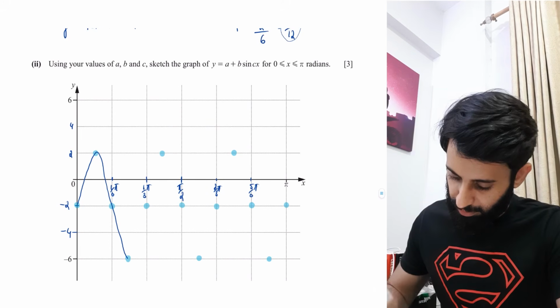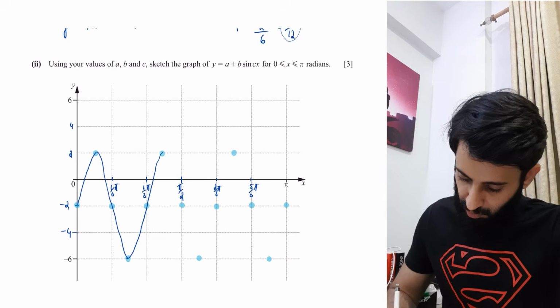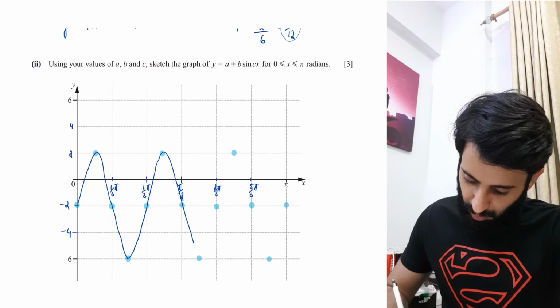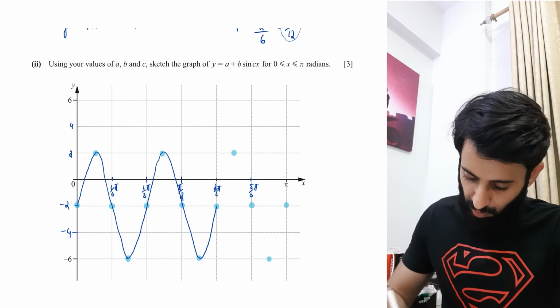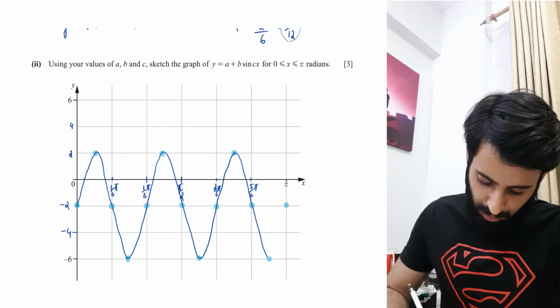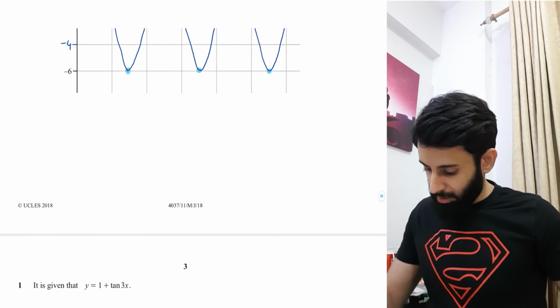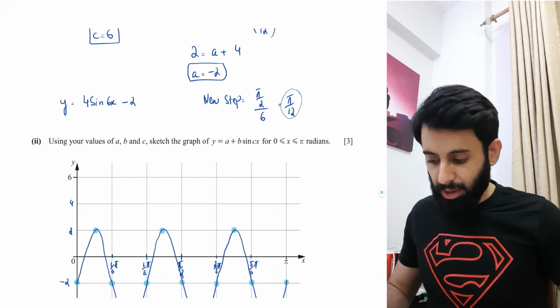Oopsie. So there you go. So there you have it. We have officially completed this question. Yep, there's no other part to it.